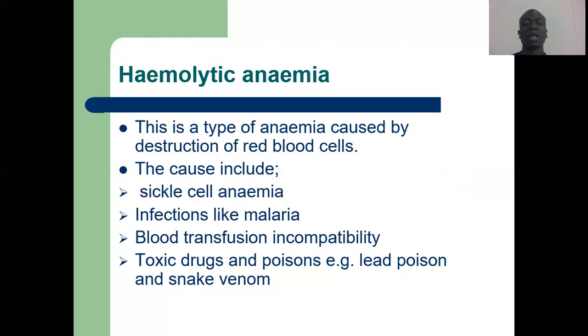Toxic drugs and poisons, such as lead poison and snake venom. When somebody is accidentally exposed, lead poisoning causes destruction of the blood cells, and snake venom also causes destruction of the red blood cells in the body.